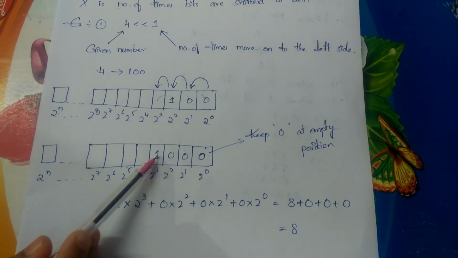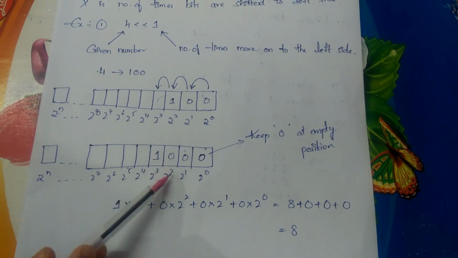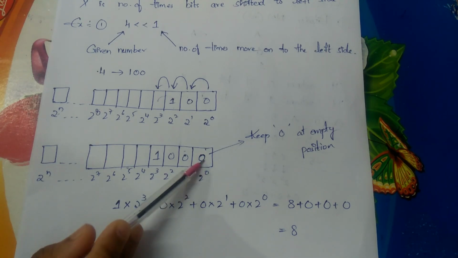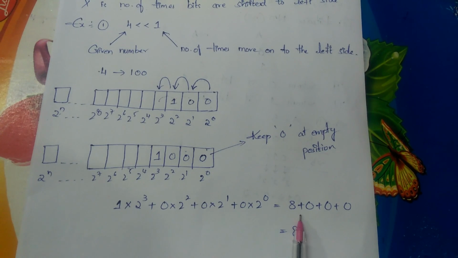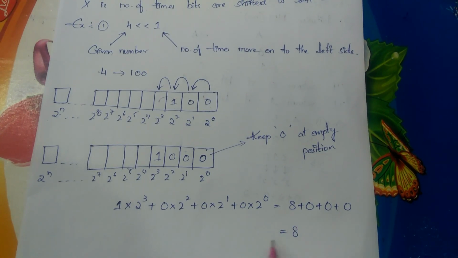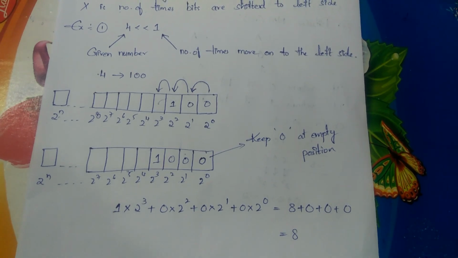Now we multiply all of this, same as we did previously: 1 into 2 cube plus 0 into 2 square plus 0 into 2 power 1 plus 0 into 2 power 0. So we get 8 plus 0 plus 0 plus 0, which equals 8. So this is the value for 4 left shift operator 1.